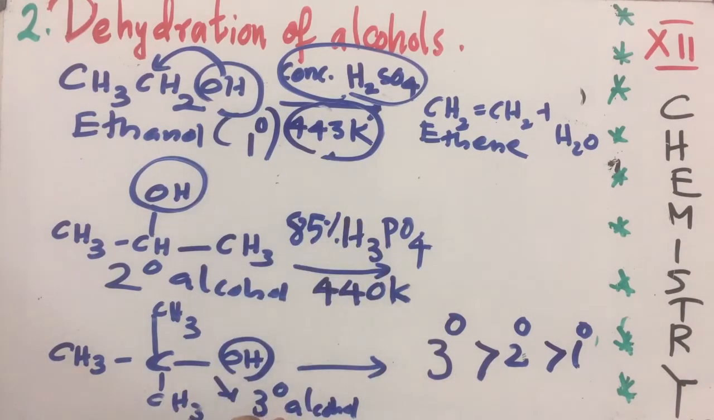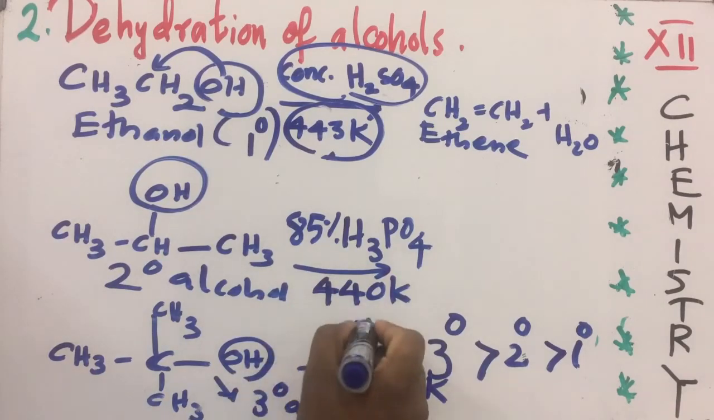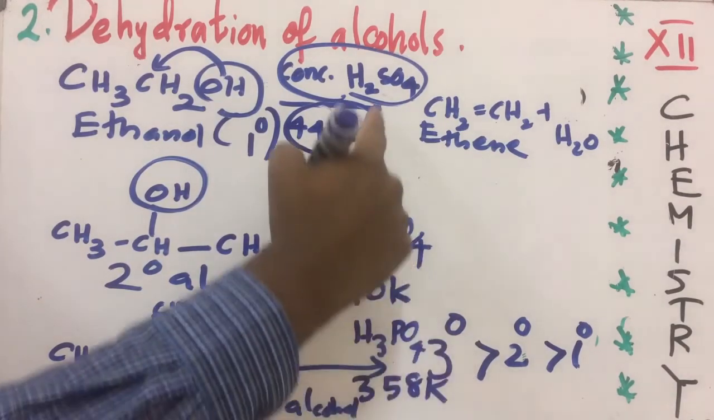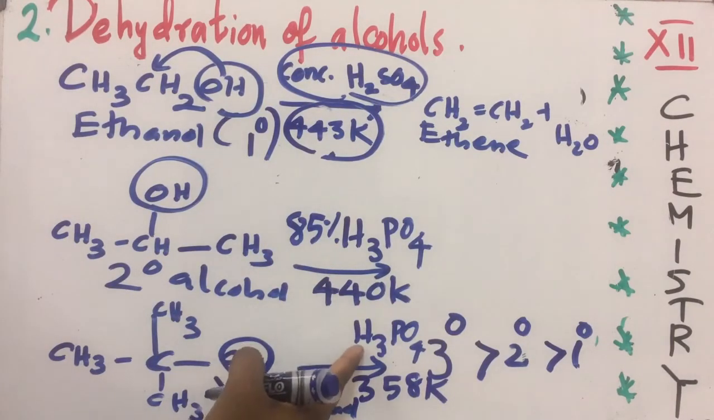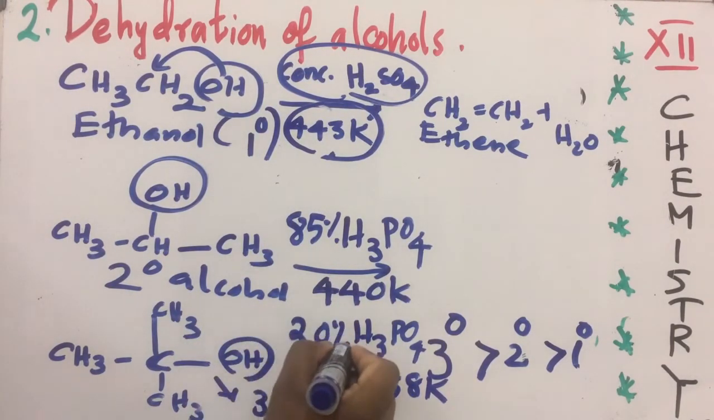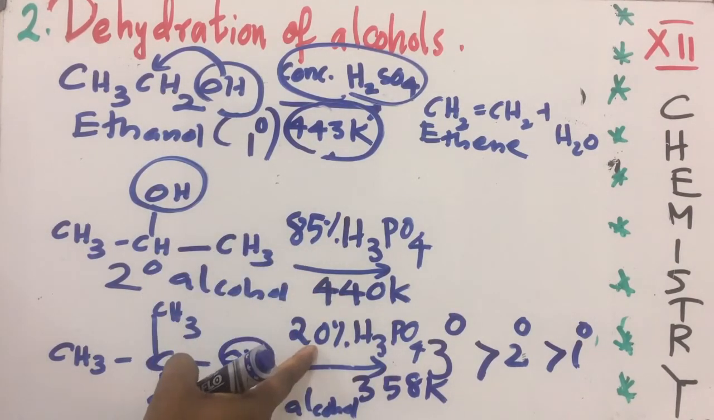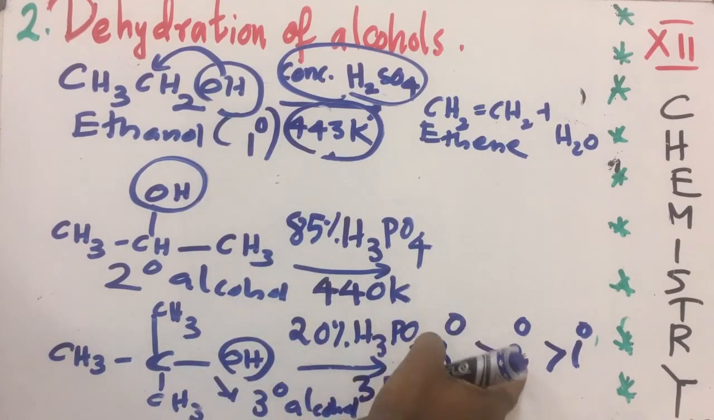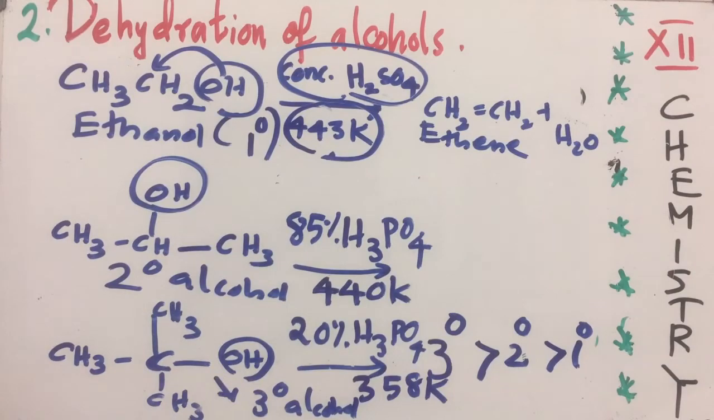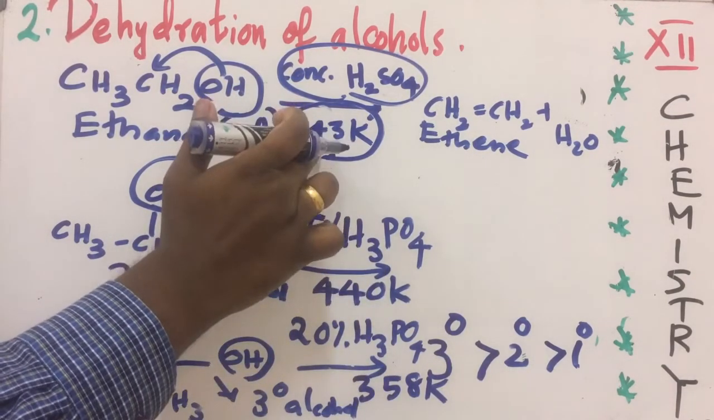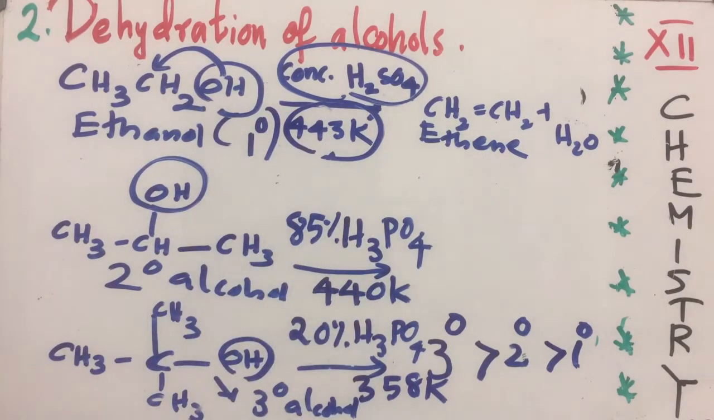In the case of tertiary alcohol, we need a very low temperature, just 358 Kelvin. So compared to primary, it is very much less. And we can again use phosphoric acid. Phosphoric acid is a weak acid compared to sulfuric acid. And the concentration can be reduced to 20%. Here it is 85%, here 20%. Why is the concentration reduced? Because tertiary is more reactive than secondary. So depending on the reactivity, the acid concentration and the temperature can be changed.